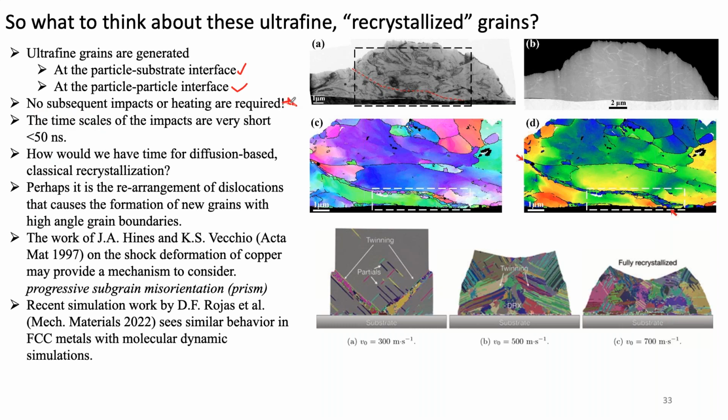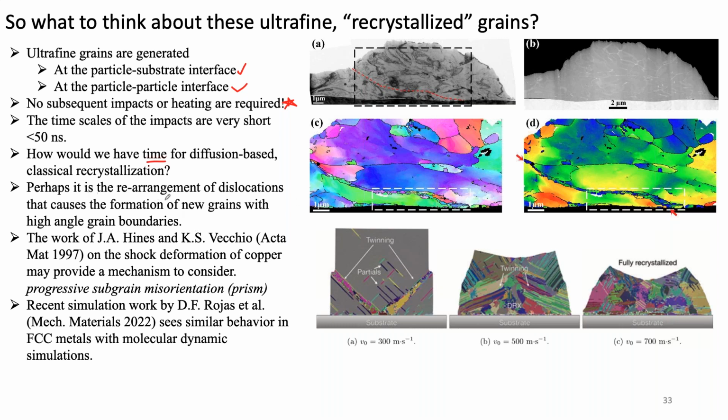There's some talk in the literature that as you build up plastic deformation and you do get some heating during cold spray, which you do, they think about that almost in terms of classic static recrystallization, but there are a number of problems with that idea. Probably the most fundamental is that the timescales of impacts are very short, right? Probably 30 to 50 nanoseconds. So you really don't have time for diffusion-based classical recrystallization. How did I get these ultrafine grains in less than 50 nanoseconds?